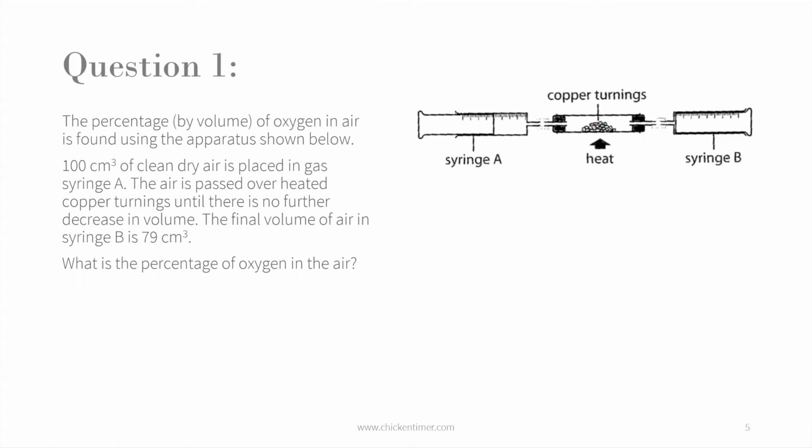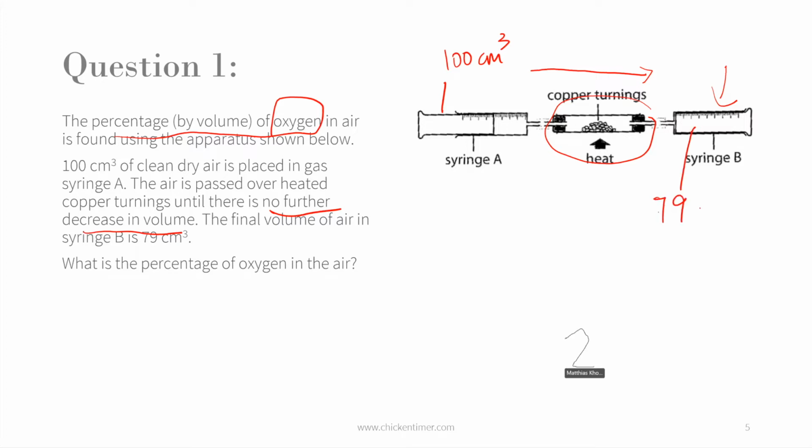So here comes the question. They say you have this setup, and this setup is used to find the percentage by volume of oxygen in air. So they have 100 cm cube of dry air in syringe A. Whoever is doing the experiment will force the air through this middle setup and then go over to here. Then they will do this a few times, and eventually they will stop when there is no further decrease in volume. So the final figure down here is 79 cm cube.